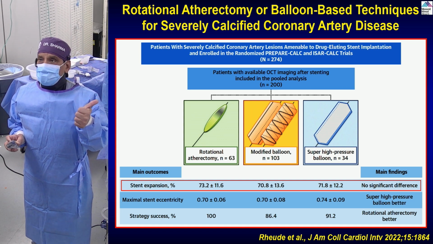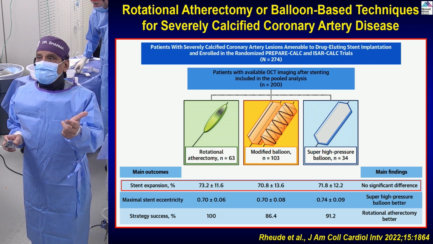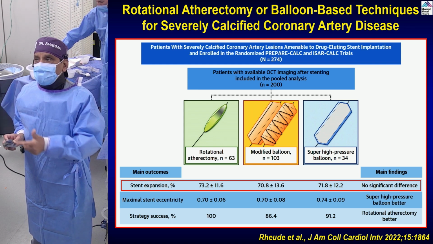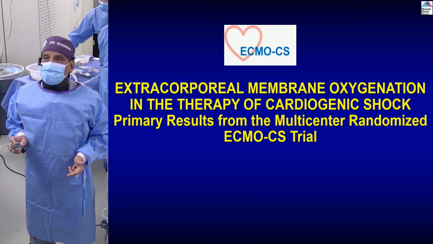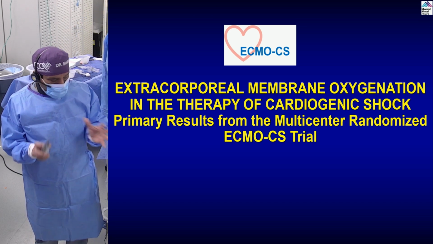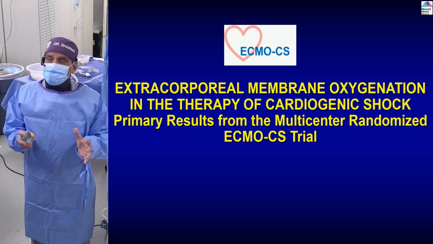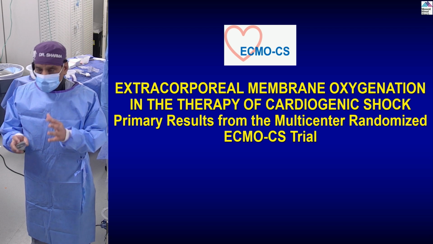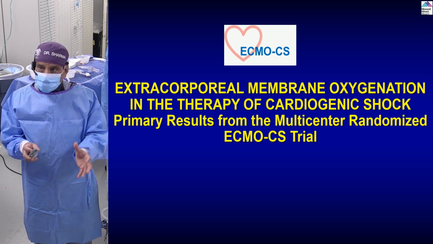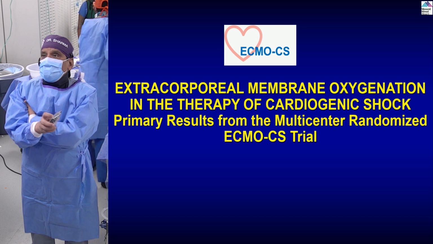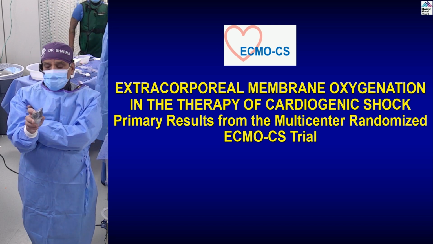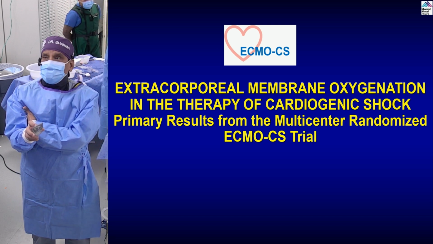rotational atherectomy, modified balloon or super high pressure balloon, stent expansion was identical in the three groups, as shown there. So it seems that if you can open the lesion, whatever technique it is, it does not matter. But the key is that you are able to have a device there, and many times you may not be able to get the device delivered unless you had to do an atherectomy in some cases.